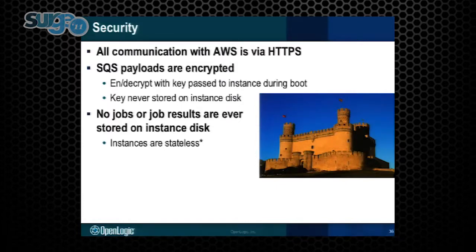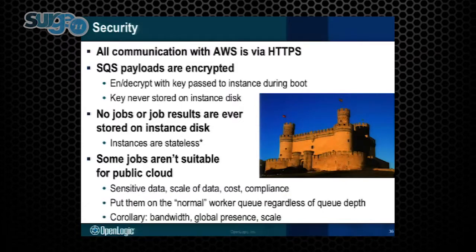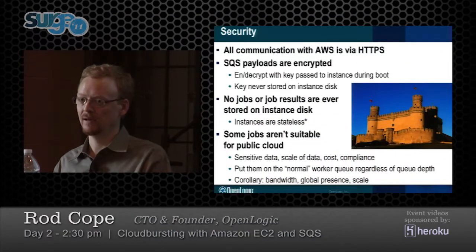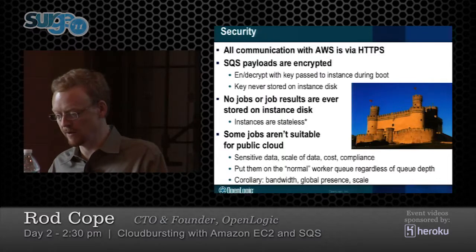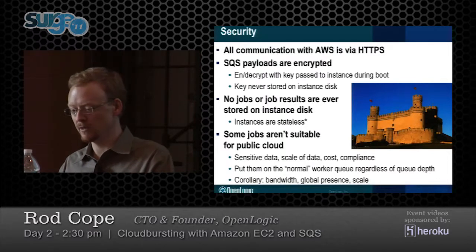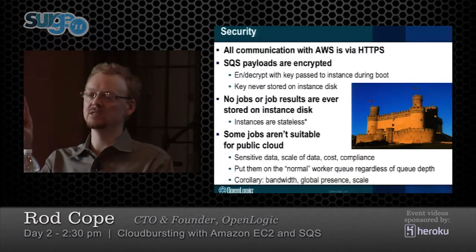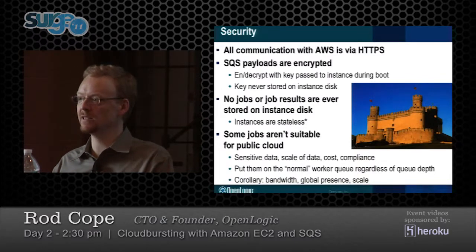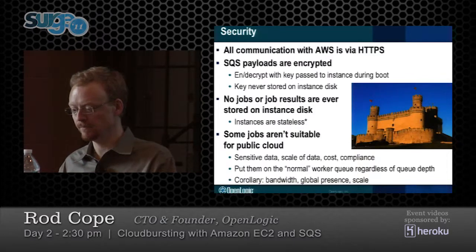All right. Some jobs just aren't suitable for the public cloud. So you might have sensitive data. You may have the scale of data is just too big. Maybe I have to have it in-house because it would cost me a fortune to put it in the public cloud. Maybe I've got compliance issues or other issues. So you can just flag these and stick them on your in-house only queue, right? So you can easily determine what goes out and what stays in.